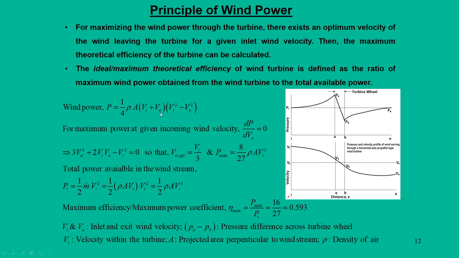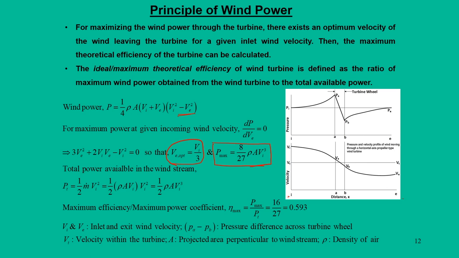So, if you can reduce this Ve as small as possible, then this negative term will come down. That means we need to bring down this Ve term, because it kills the main power. To do that mathematically, we differentiate dP with respect to dVe, and we get a quadratic equation, and from this we obtain the optimum exit velocity equal to Vi/3. And putting in this optimum value, we get the maximum power P max = (8/27)·½ρAVi³. So, this is the power we get from these turbines.